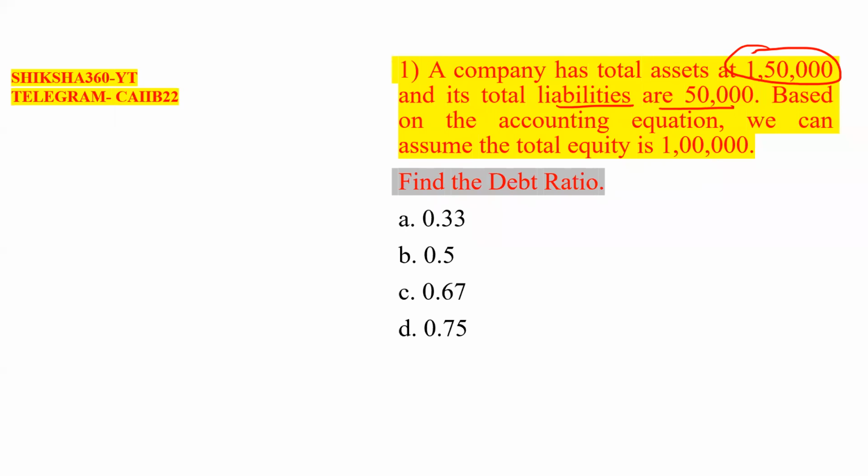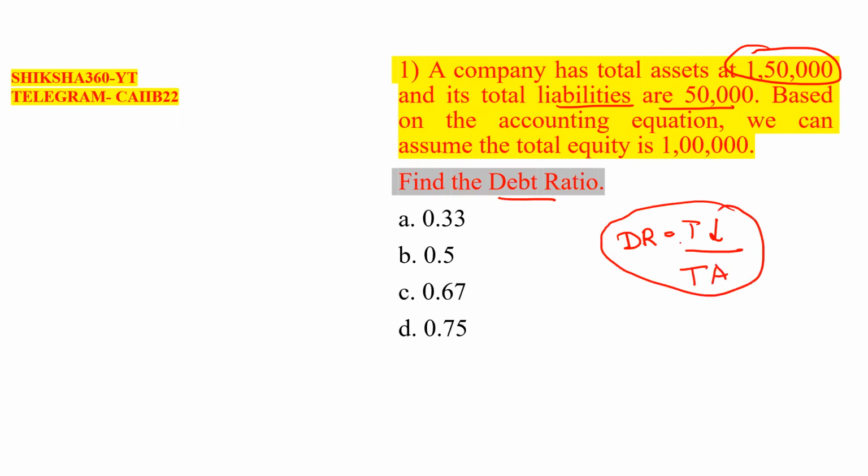So next, what we have to find is the debt ratio. These types of questions are frequently asked in the examination, and there is nothing much to it. We just have to remember the formula of the debt ratio. The debt ratio is total liability upon total asset.